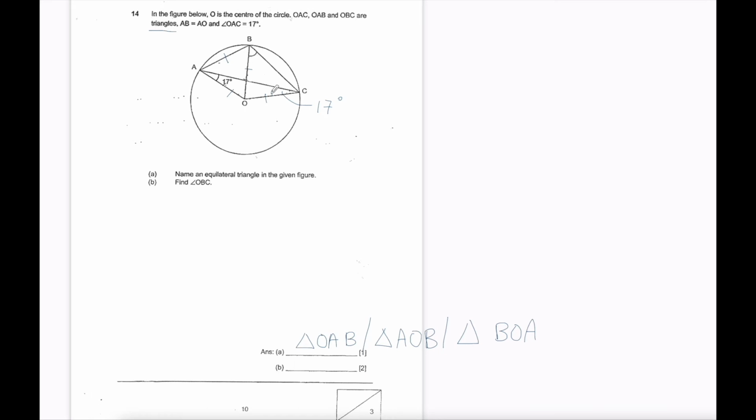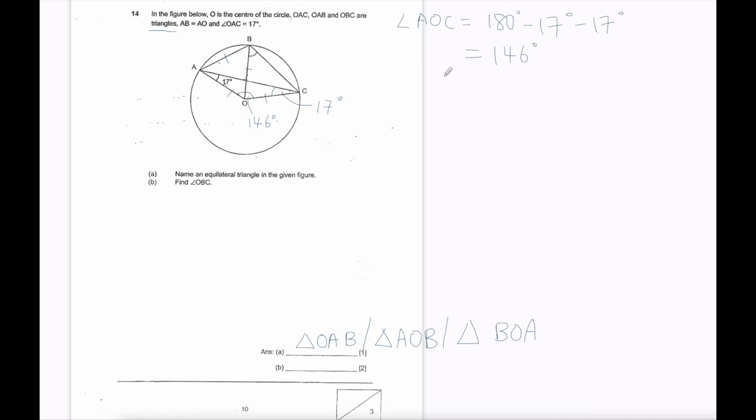We already found out OAC and OCA because they're both 17 degrees. So now let's find out what AOC is. For angle AOC, we just need to take the total angle in the triangle, which is 180, and minus away the 2 base angles, which are 17 and 17. I'm going to get 146 degrees. Just use the calculator. So this is 146. Now let's find out what AOB is.